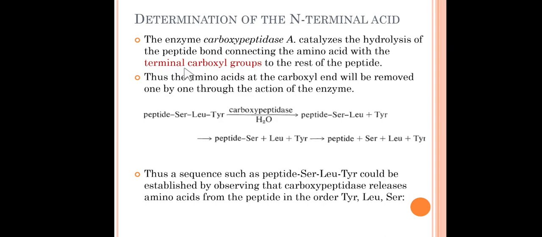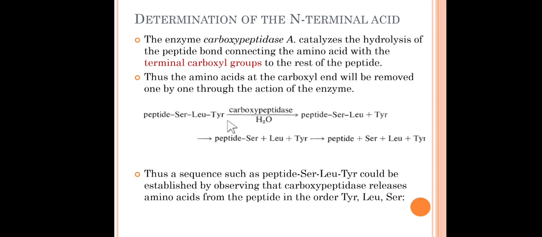carboxypeptidase A catalyzes the hydrolysis of the peptide bond connecting the amino acid with the terminal carboxyl group. Okay, what does this carboxypeptidase do? This catalyzes the hydrolysis of the peptide bond connecting the amino acid with the terminal carboxyl group to the rest of the peptide. So the amino acids at the carboxylic end will be removed one by one through the action of this enzyme.